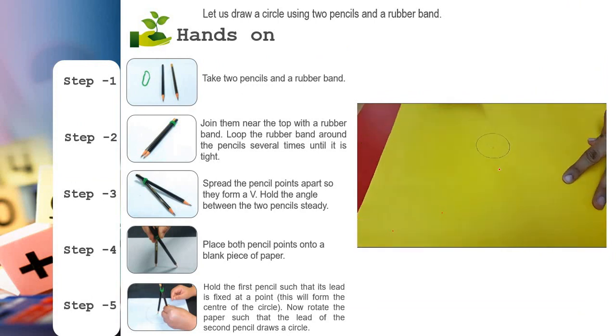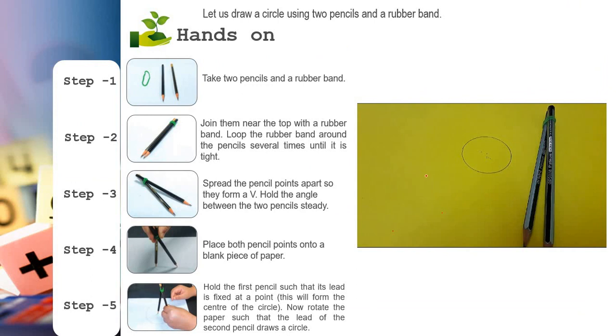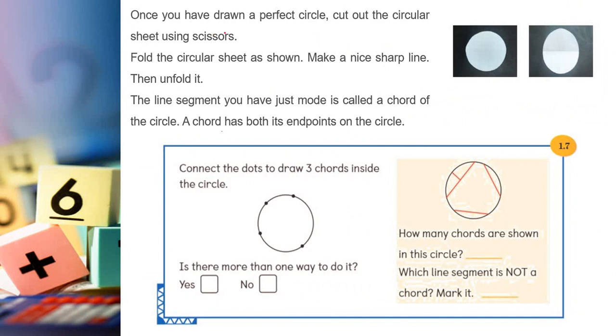In the same way, you have to complete this hands-on activity by your own. What are the materials required? Yes, 2 pencils and a rubber band. You will enjoy this activity after doing. Once you have drawn a perfect circle, cut out the circular sheet using scissors.